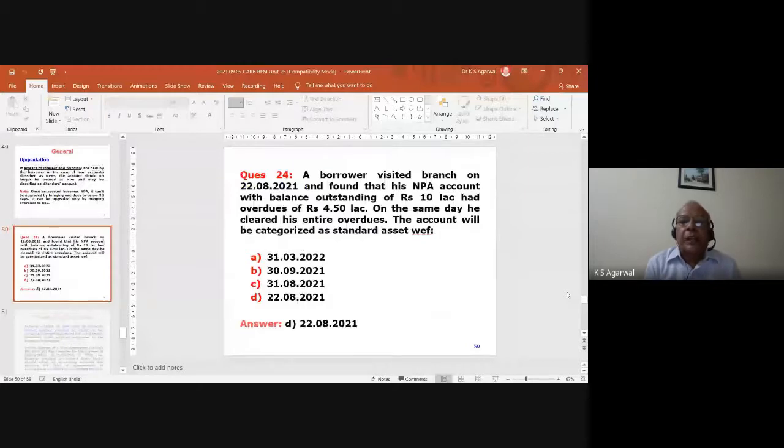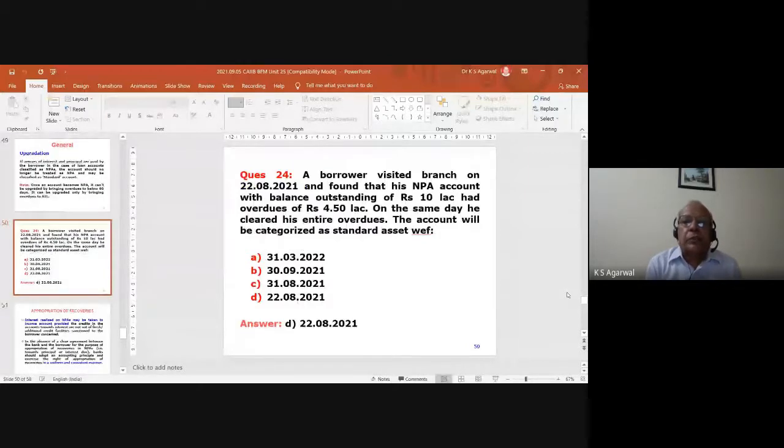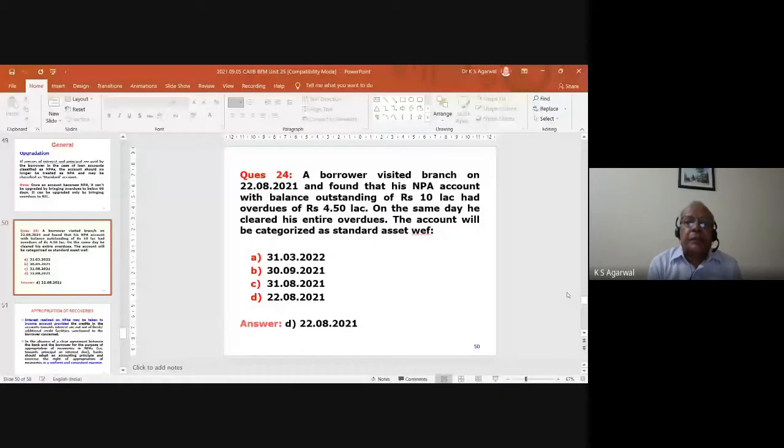A borrower visited the branch on 22nd August 2021 and found that his NPA account with a balance outstanding of rupees 10 lakh had overdues of 4.50 lakh. On the same day, he cleared his entire overdue. So on 22nd August 2021, this account will be standard. It can be upgraded. We will not wait till the end of the month, that is 31st August, or till the end of the quarter, that is 30th September, or till the end of the financial year. On the same date, it will be upgraded.